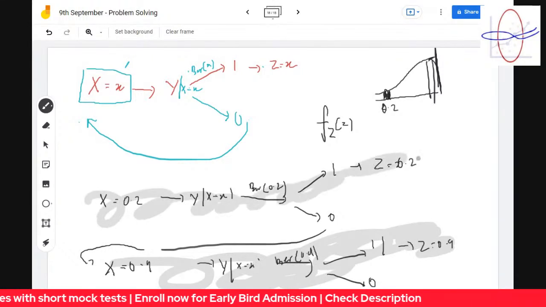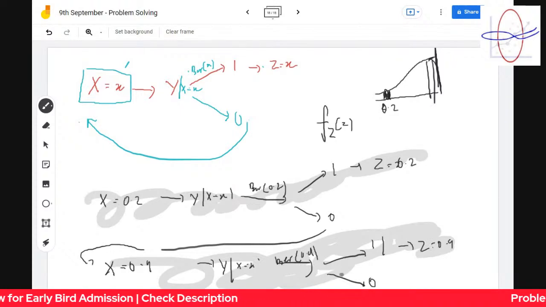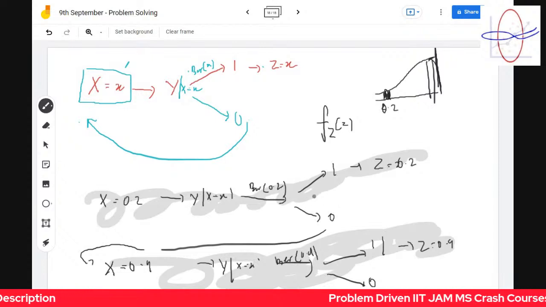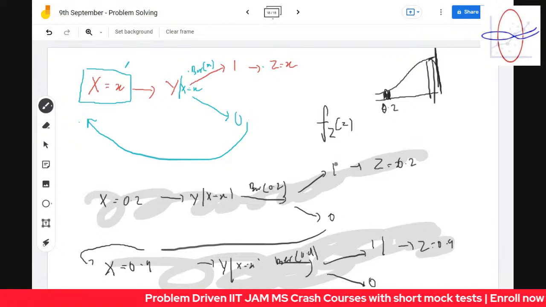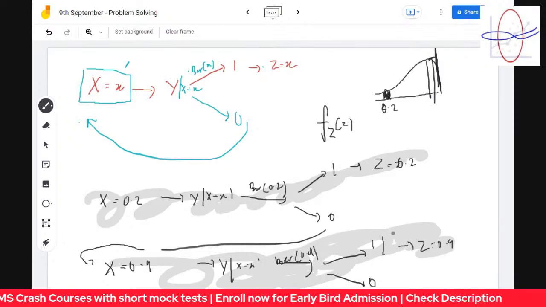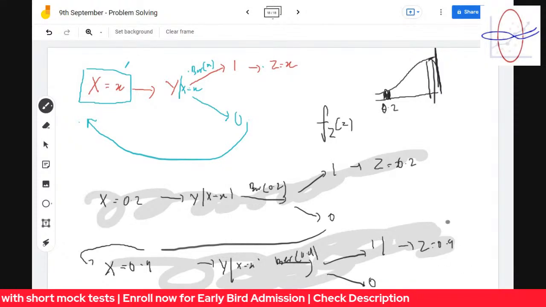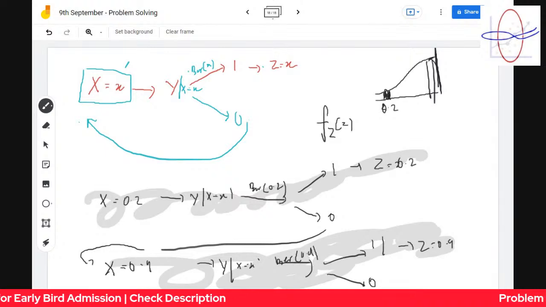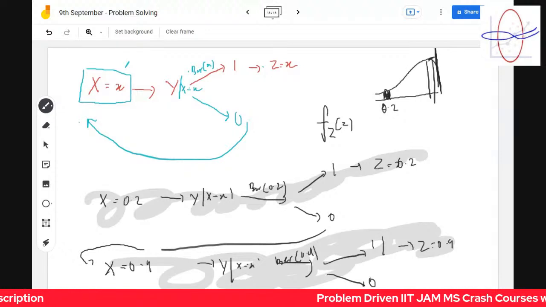Which path is much more probable? This path is much more probable. Why? Because here the probability of getting 0 is less, 0.1. Here the probability of getting 0 is 0.8. So the chance of this not happening is much more, and of this not happening is much less here. So therefore z will be likely to be around 0.9 rather than around 0.2. Did you understand this now? All of you.